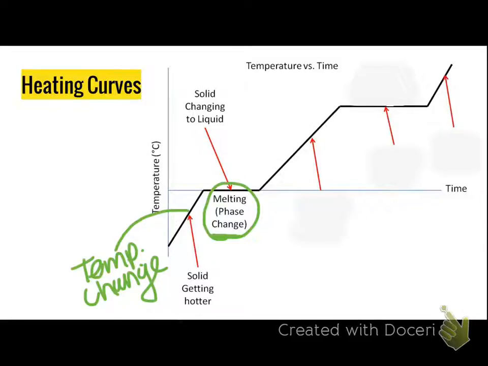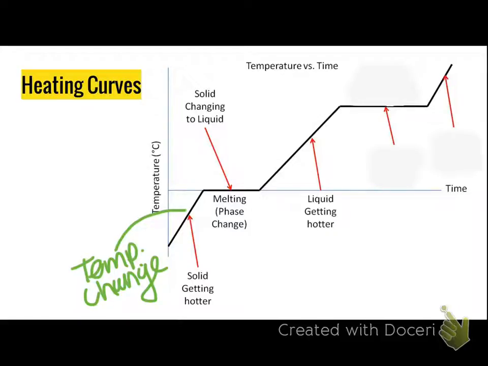So in your temperature changes, you're staying in the same phase. In a phase change, you're staying at the same temperature. Okay, so what happens to water after the ice melts all the way to liquid? It's just liquid water. So that's what we're looking at here.